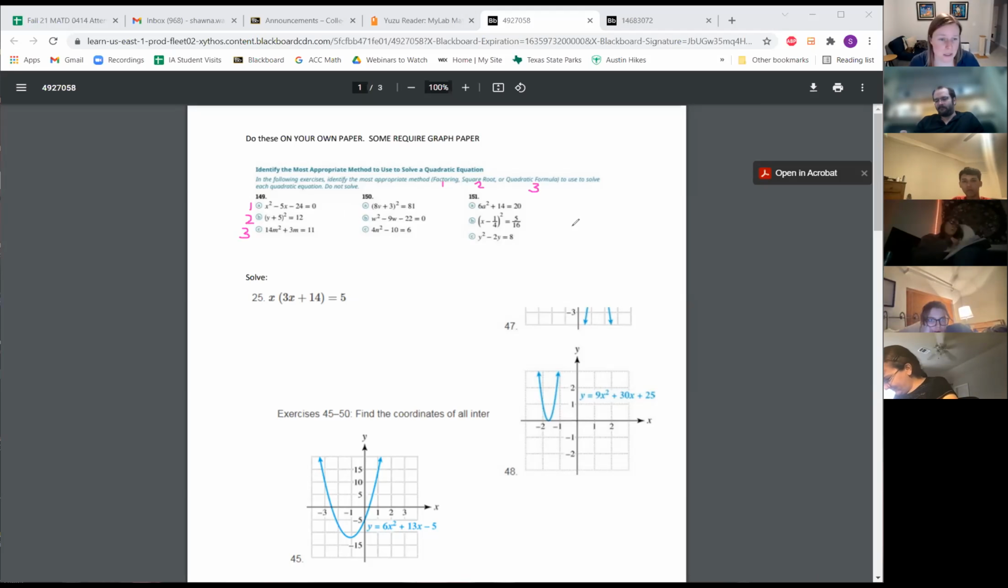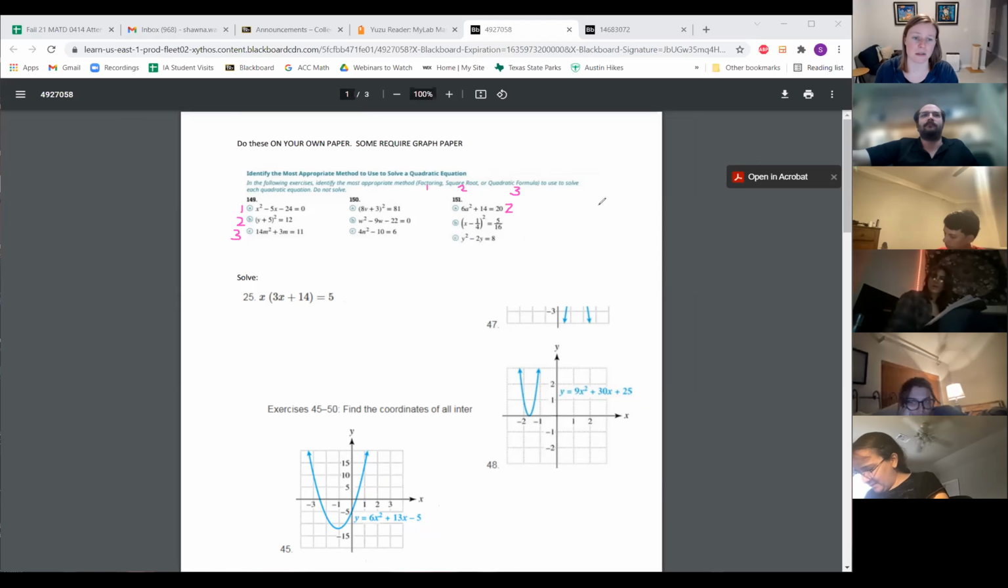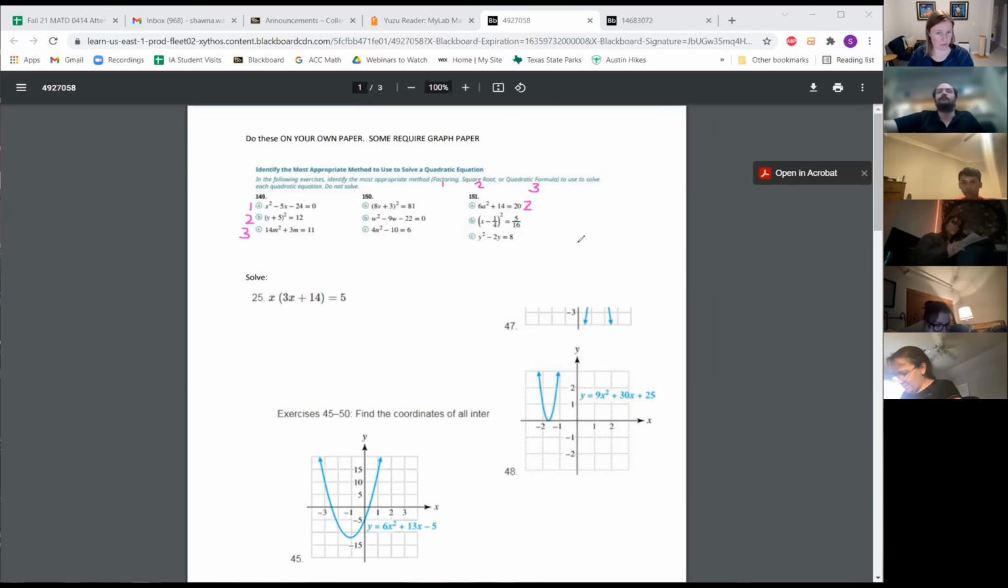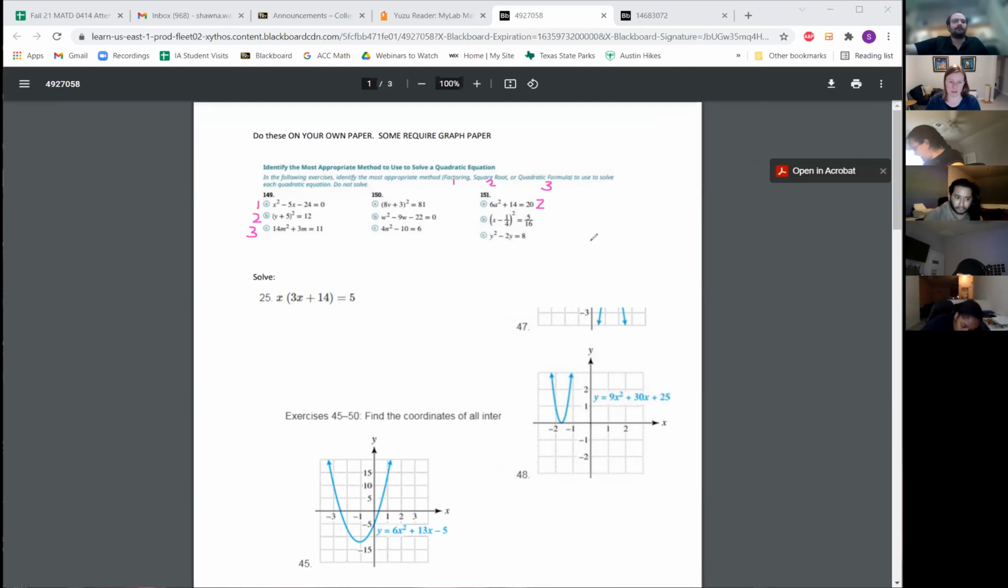All right, next one. 151A, Ganya, you're next for that group. Okay, 151, it's 6a squared plus 14 equals 20. I want to say this one is a square root. Good. Yep. On this one, we only have the a, and the a is squared. So if we move everything over to the right, we can just square root and we're good to go. Okay, square root. Awesome.